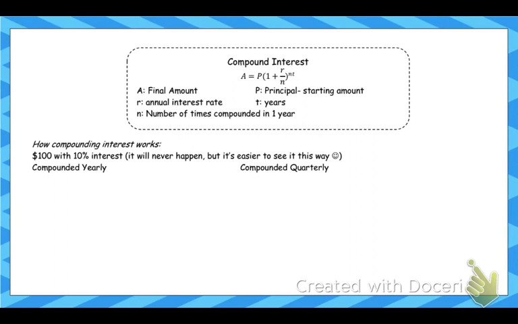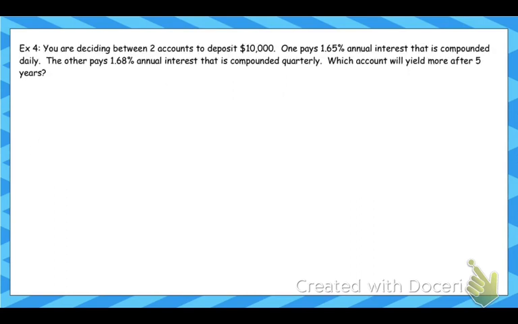All right, let's look at an example. You're deciding between two accounts. One pays 1.65% annual interest compounded daily. The other pays 1.68% annual interest compounded quarterly. We want to know which one is going to have more after 5 years. So let's set up these two equations.